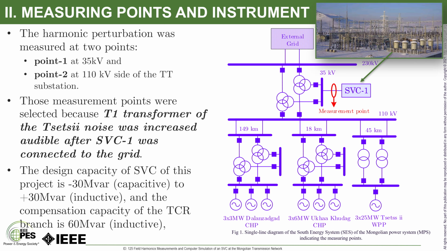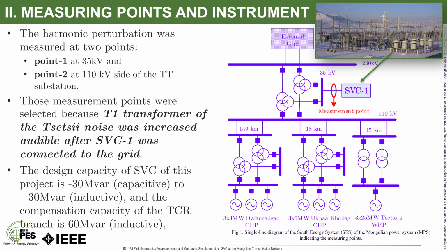The measurement was selected to be at the 35 kV terminal of this static voltage compensator, and this was a consequence of a noise that was audible during the operation of the static voltage compensator in the transformer T1. We realized that there was a potential issue with this big noise coming from the transformer, and we performed a series of measurements. In this paper, we are limited on time and space, and we present just one of those cases.